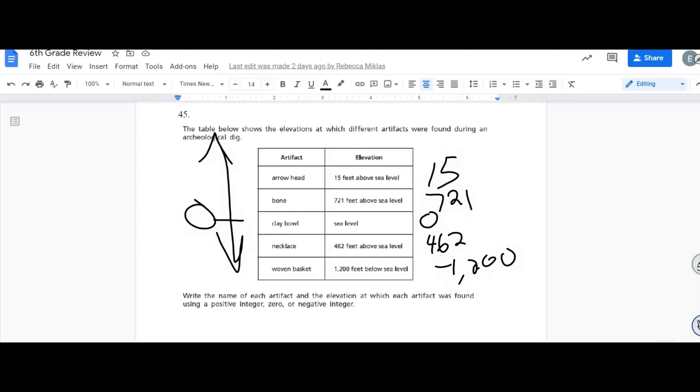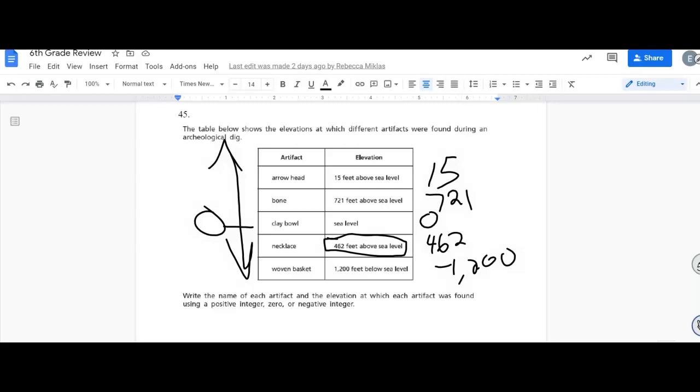Ella. The necklace, exactly, because I see this as 0, so I kind of think this should automatically be a negative number. That's how my brain works. Okay? So, if you're the same way, make sure you take your time to read it carefully. It says above sea level. We are above, that's 0. All right, good job.